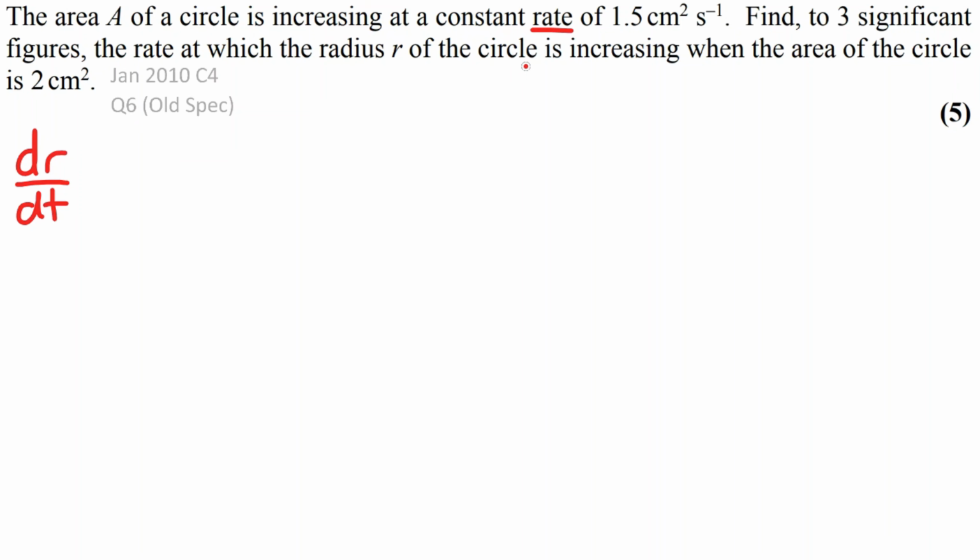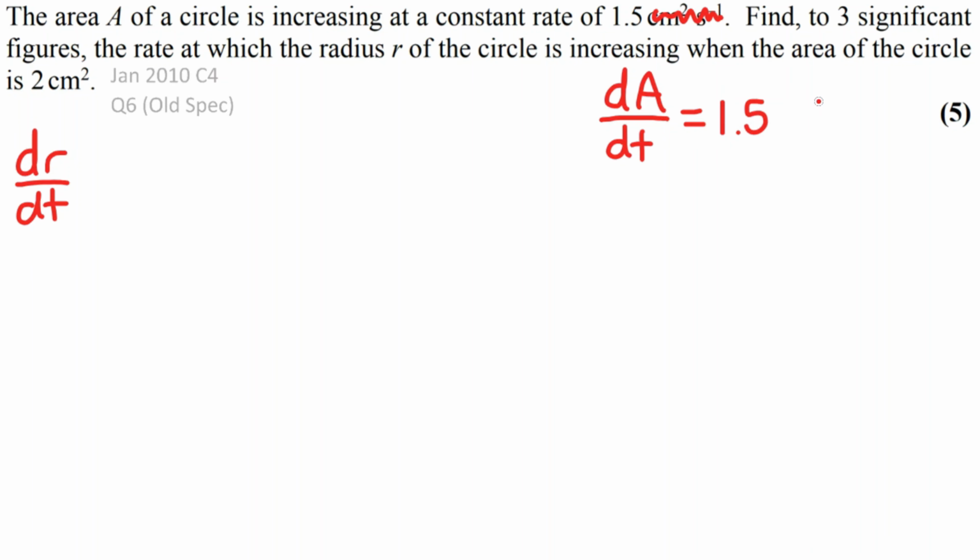Now again, we have this rate here, so it's going to be d something over dt, and we're told that the area A of a circle is increasing at a constant rate. So this A here is going to be on top, and we're told that the area is increasing at a constant rate of 1.5. Again, you can ignore these units here. So as it's increasing at a constant rate of 1.5, dA over dt is going to be equal to this 1.5 here.